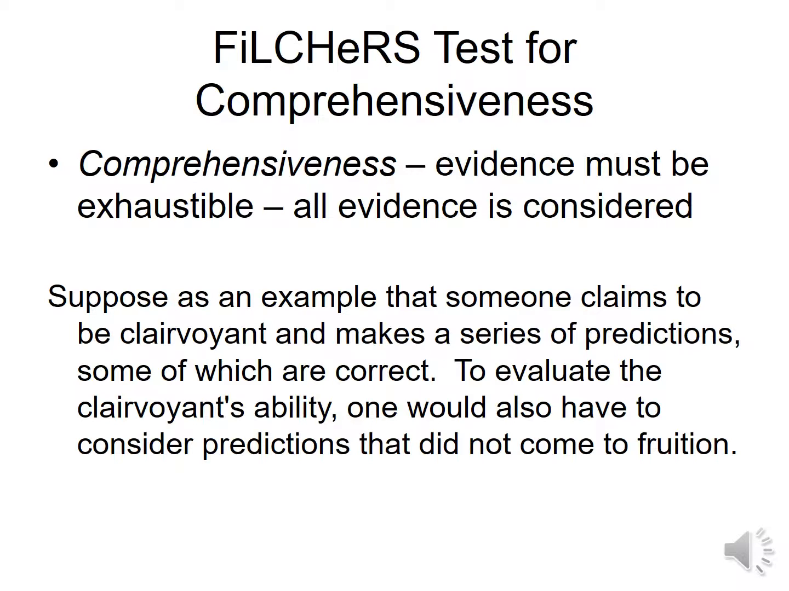Suppose someone claims they're a clairvoyant, and they make a series of predictions, and some of those predictions are correct. So they predict that next year 5 things will happen. You get to the end of next year, those 5 things happened. That's great. You say that person is clairvoyant.